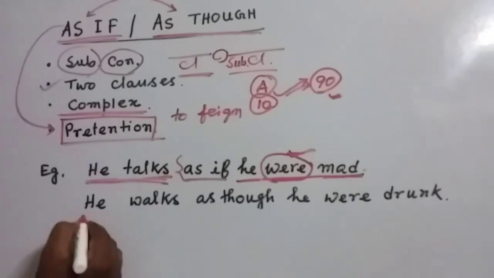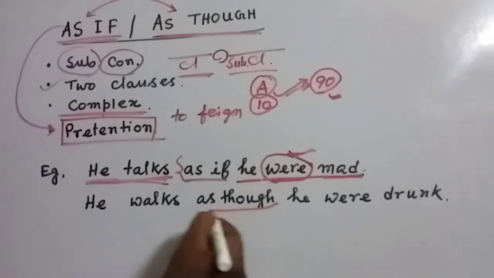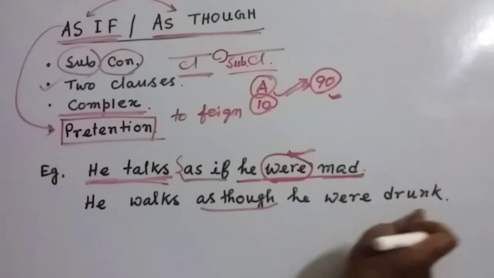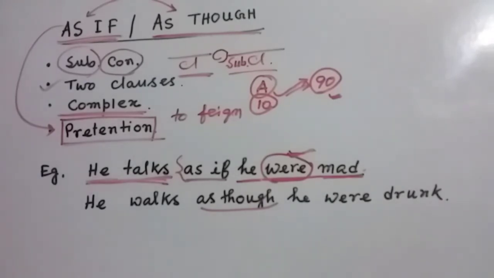And this is the same thing. This is also the same thing. I just told you as though and as if carry the same meaning. So, he walks as though he were drunk. That means actually he is not drunk. He is acting like a drunkard.